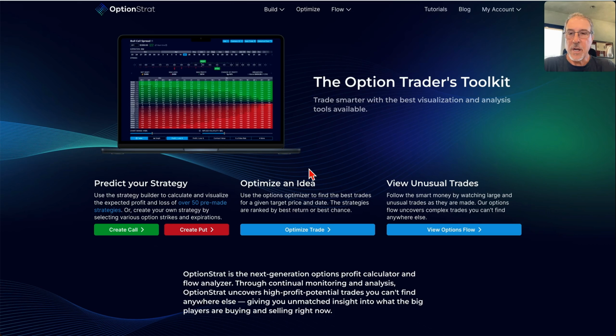Hello options traders, Steve Ganz here, and I want to use one of the features in OptionStrat to identify a new trade for me. So what I want to do here is go to the flow function.